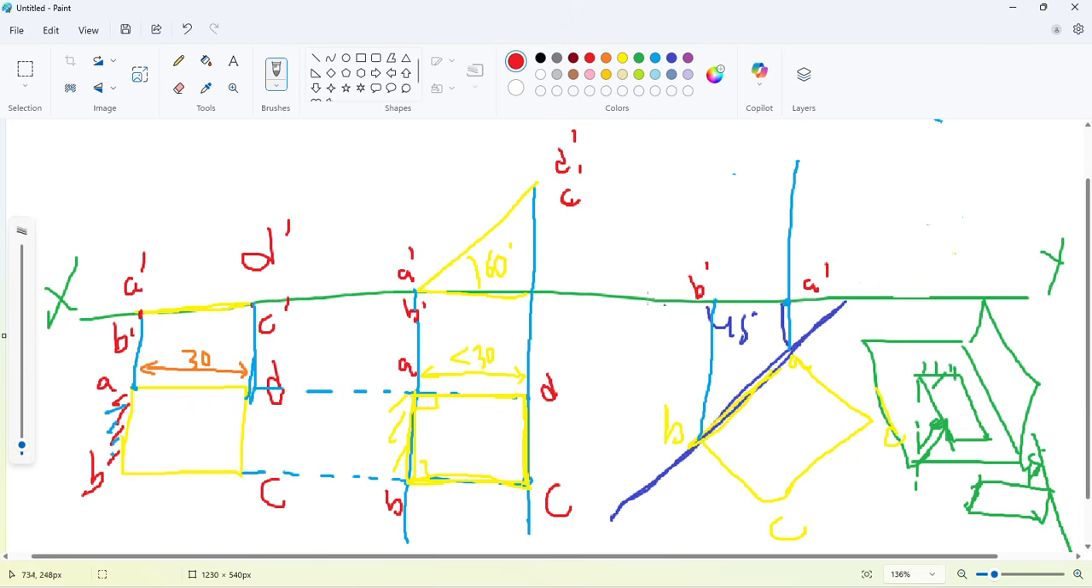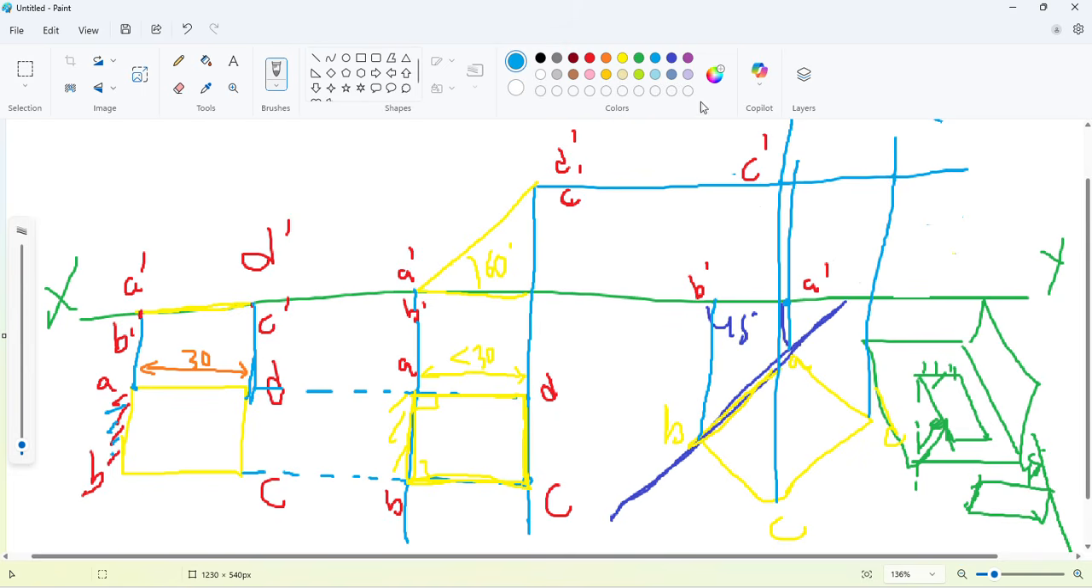Now point C, from here draw a vertical line which is going to intersect here. So this point is going to be C dash. Again now the last one is D, and this is going to intersect this line here. So this is our point D dash.